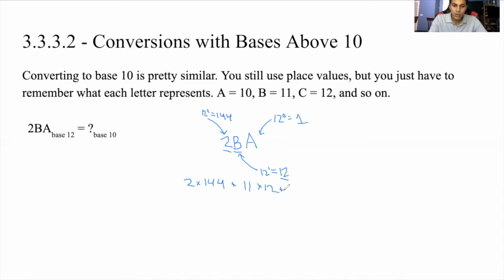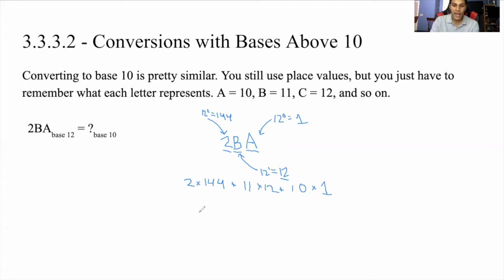And then plus whatever I have in this place value. So in the ones place, I have A. Now in base 12, A is a single digit number, but it represents the value of 10 in base 10, right? Because in base 12, we can express the value of 10 as a single digit number. So A represents 10. So when we're converting to base 10, we see that A represents 10 times whatever the place value is. So plus 10 times 1, because A represents that we have 10 ones when it's in the ones place.